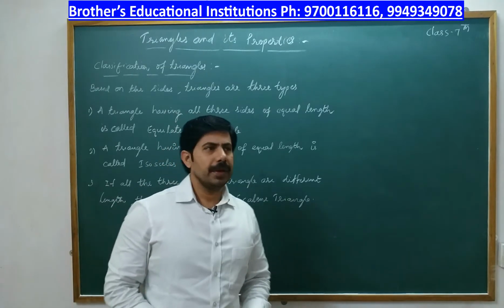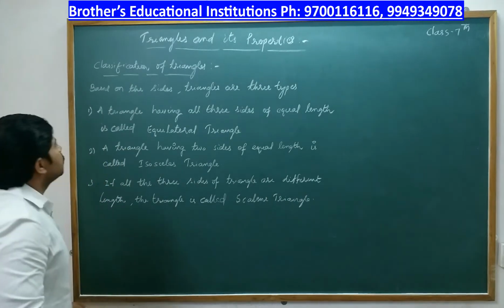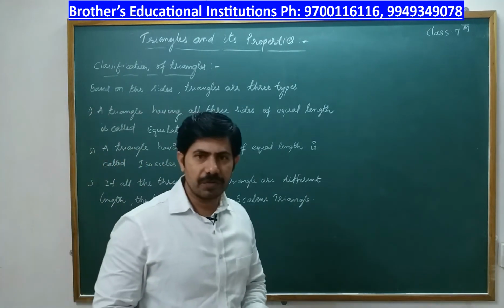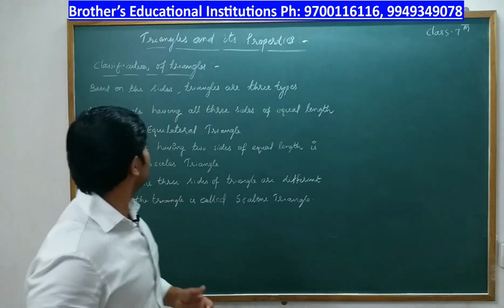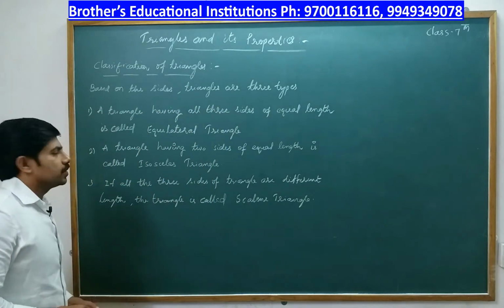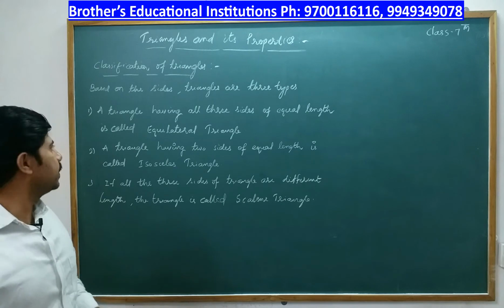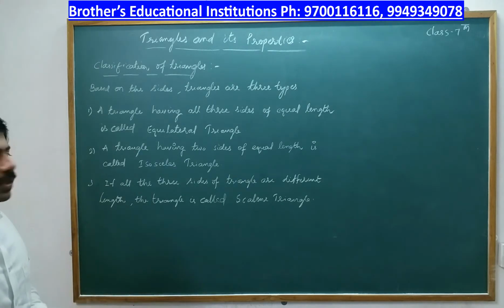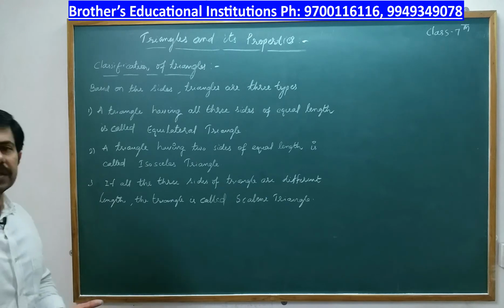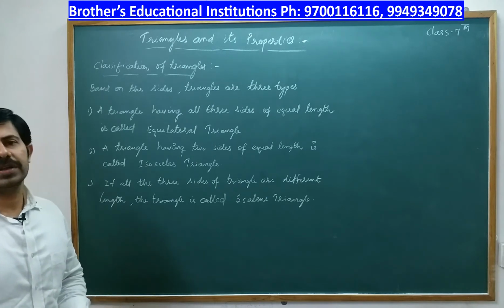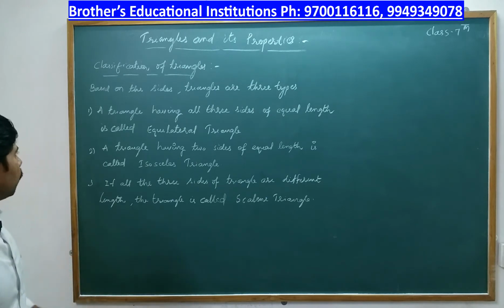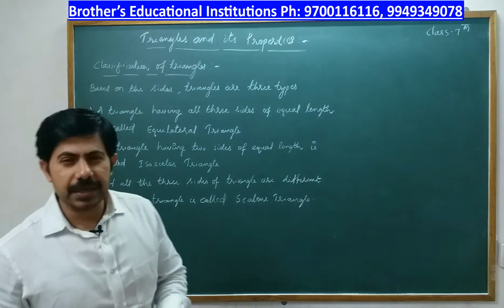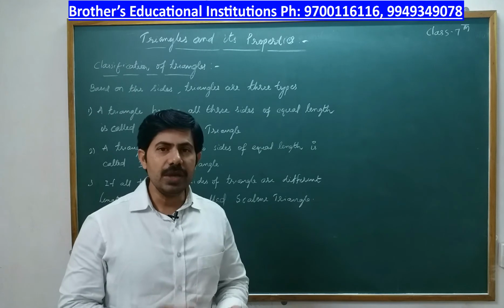So next topic, classification of triangles based on sides. So here based on sides we have three types of triangles. One is the equilateral triangle, the second one is isosceles, and the third one is the scalene triangle. So first we see the equilateral triangle. Equilateral triangle, as the name itself suggests, equal sides.